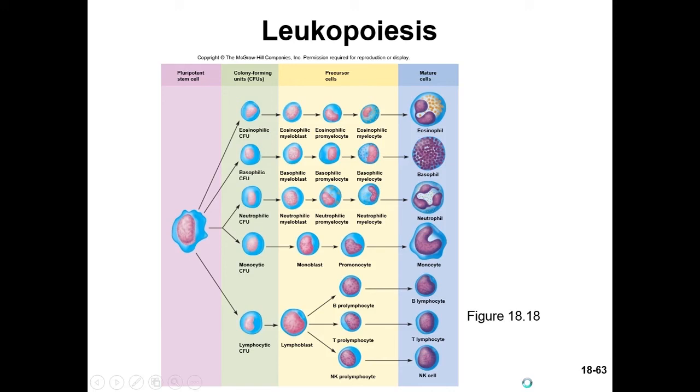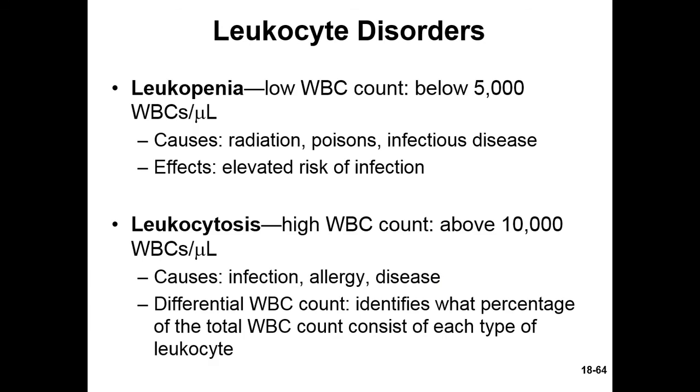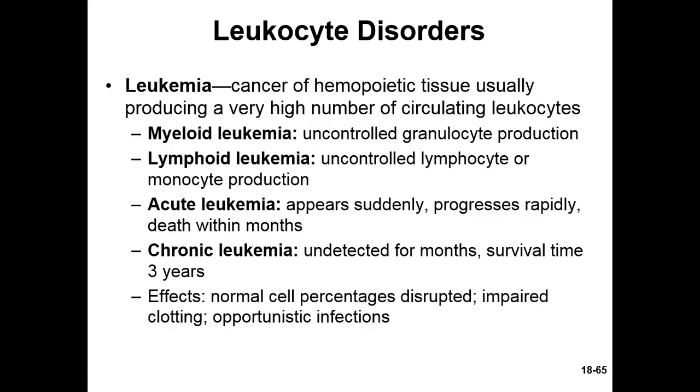Okay, so again, as I stated, make sure we look at this chart to look at the different blood cell production. Alright, leukopenia is a low white blood cell count below 5,000. Normally caused by radiation, poisons, infections. People are at a higher risk of infection. Leukocytosis is elevated. It can be associated with different types of infections, allergic reactions. Leukemia is cancer of the white blood cells.